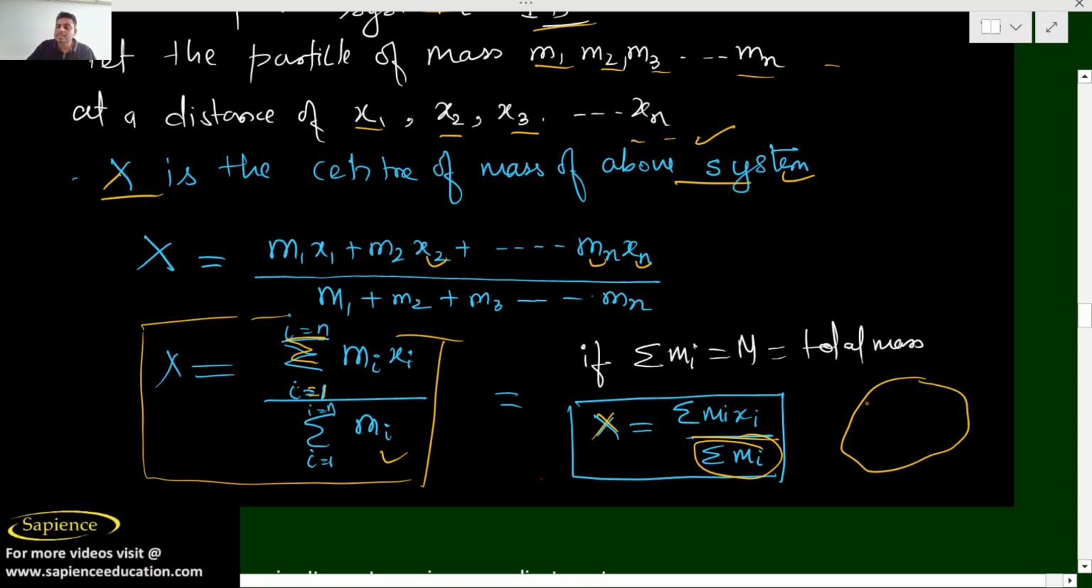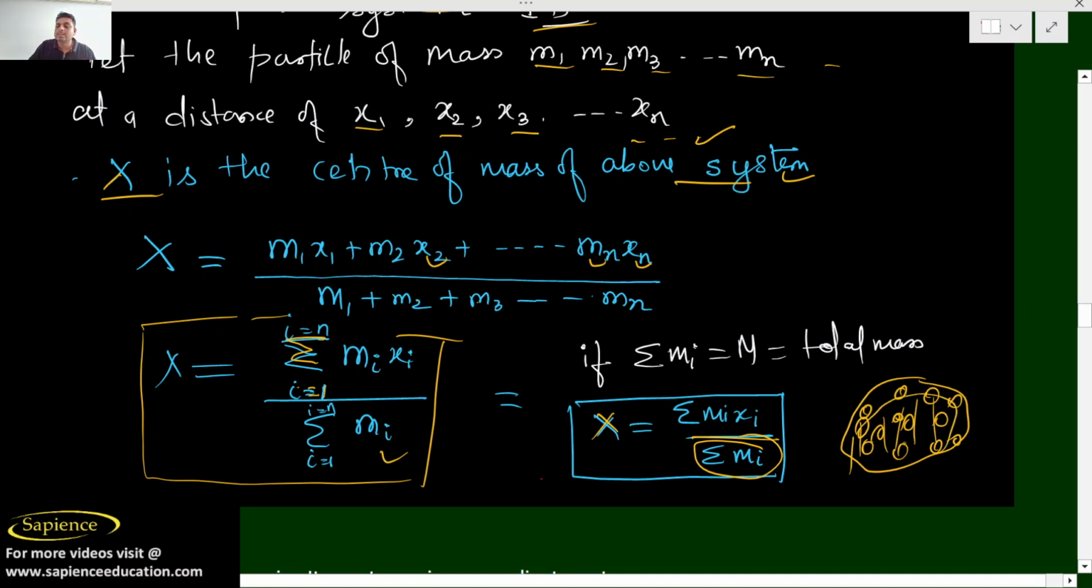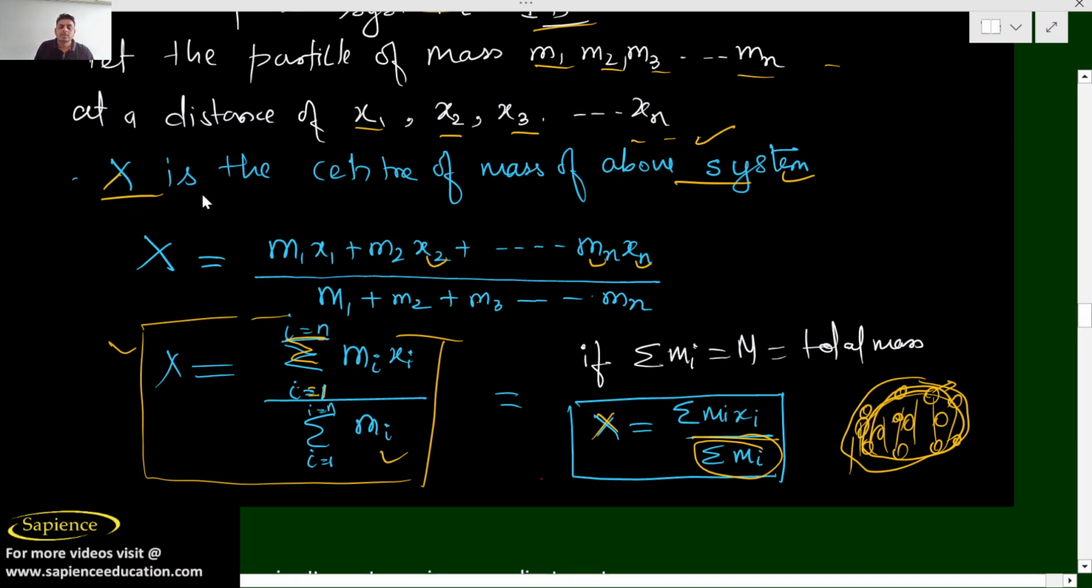For example, this is a system with particles 1, 2, 3, 4, 5, 6, 7, 8, 9, all the n particles. If you add up the total mass, the summation of mi means you need to add all the masses. So we can directly say that this is the total mass of the system. This is a very simple formula, and using it we will proceed to two dimensions. I hope you all have understood now. If you have a doubt, you can ask in the comment section. I will try to explain further.